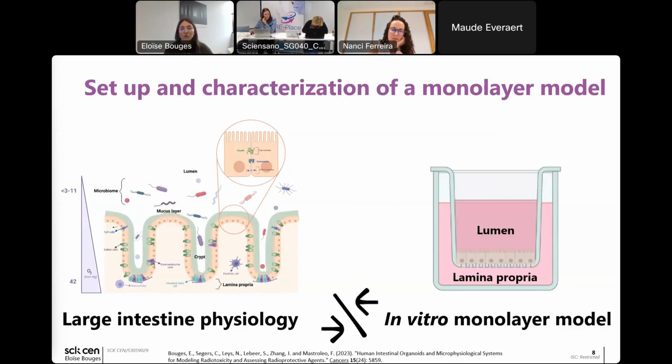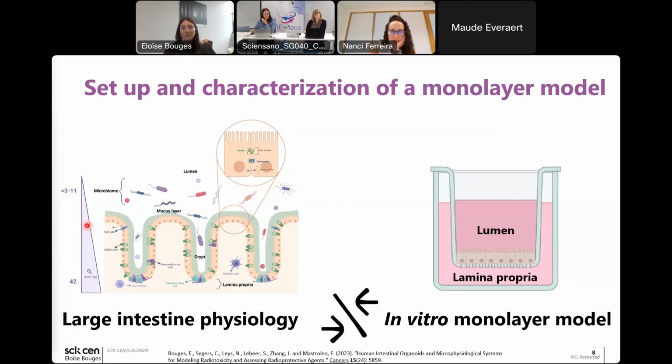The first big goal of the project is to set up and characterize our monolayer model. You can see here on the left the general representation of the large intestine physiology. As I mentioned before, there are 3 main components.